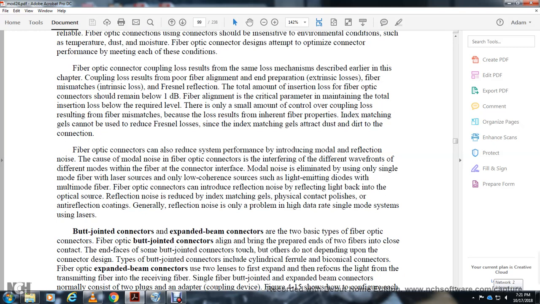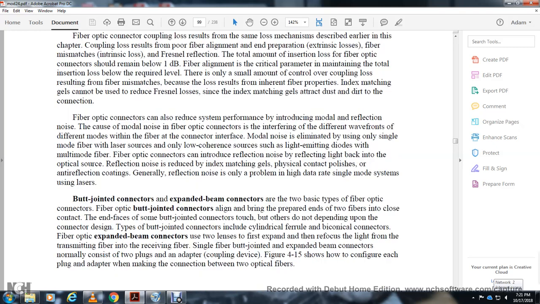Fiber optic connectors can introduce reflection noise, reflecting light back into the optical source. Reflection noise can be reduced by using index matching gel, the physical contact policy, or anti-reflection coating. Generally, reflection noise is only a problem in high data rate single mode systems using lasers. But butt joint connectors and expanded beam connectors are the two basic types of fiber optic connector.